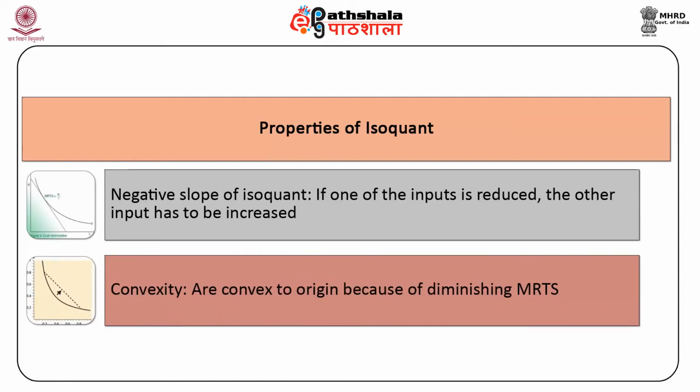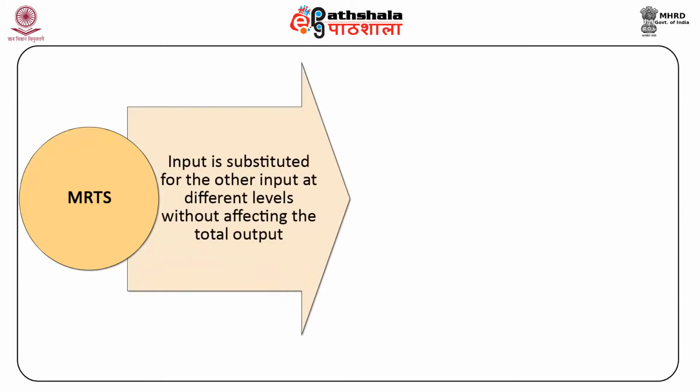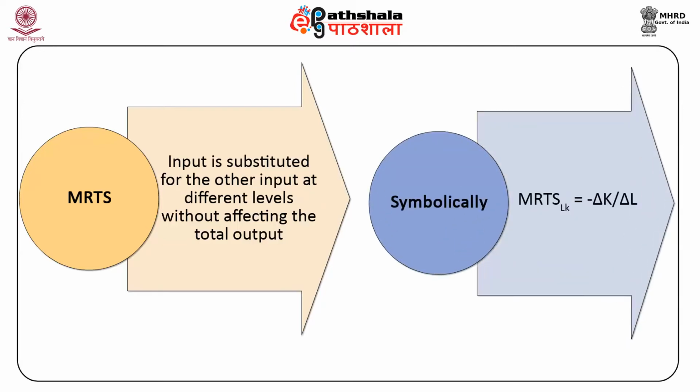Convexity. Isoquants are convex to origin because of the diminishing marginal rate of technical substitution. Here, marginal rate of technical substitution implies the rate at which one input is substituted for the other input at different levels without affecting the total output. Symbolically, MRTS is equal to minus change in K divided by change in L, which is equal to the slope of the isoquant.